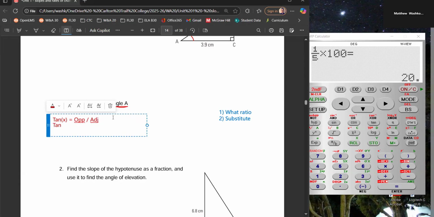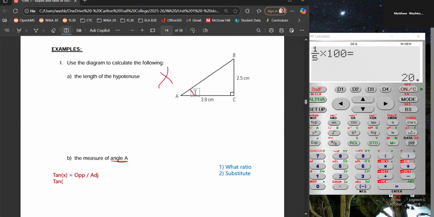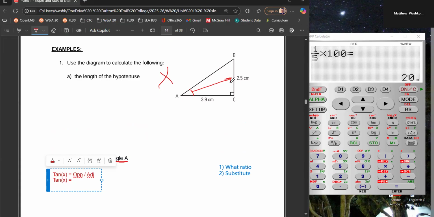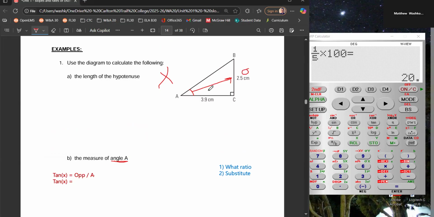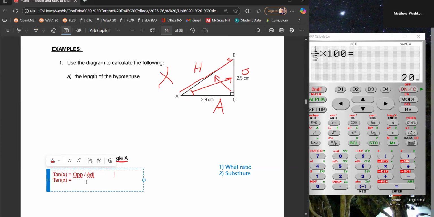So tangent. Do I know my angle? No. So I'm just going to leave that as it is. I don't know what my angle is. Now, do I know what my opposite side is? Yes, this is my opposite side because it's opposite of my angle. This line where my mouse is right now. This line is my hypotenuse because it's opposite of this right angle, which means 3.9 centimeters is my last side, adjacent. So my opposite side we know is 2.5. My adjacent side we know is 3.9. Cool.